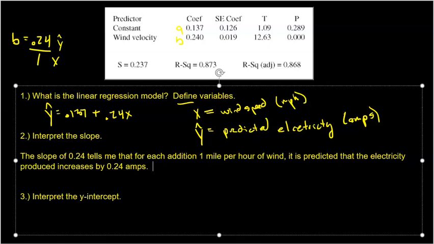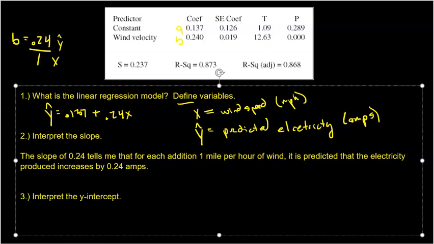Or you could write it backwards if you want. You could say it is predicted that the electricity will increase by 0.24 amps, comma, for each 1 more mile per hour of wind that hits the windmill. But you got to make sure you understand that interpretation. All right, up next is the y-intercept. Remember, a y-intercept is what we predict y to be when x is 0.